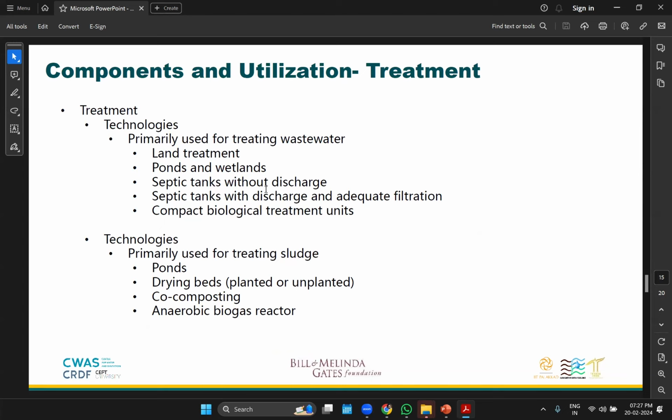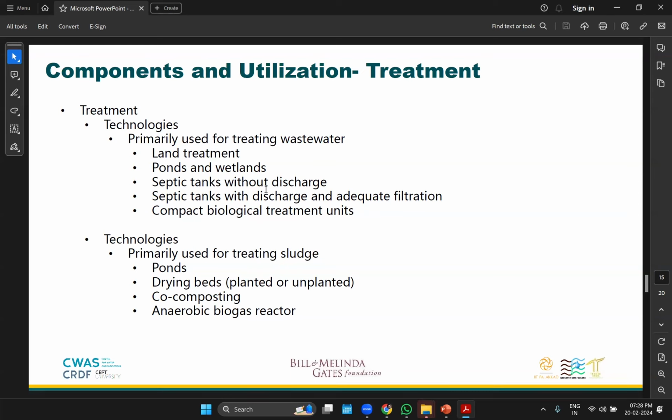Various components and utilization of treatment distinguish the technologies that are primarily used for treating wastewater, such as land treatment, ponds and wetlands, septic tanks without discharge, and compact biological treatment units. The standard list includes aspects to consider, such as land required, distance, and practicality of transporting the effluent from the source to the treatment facility, intended storage and retention time, and the fertilizer value of the sludge, for example.